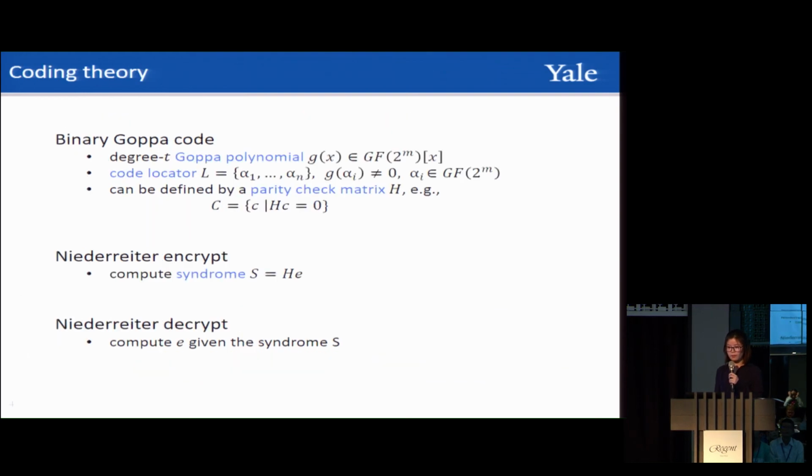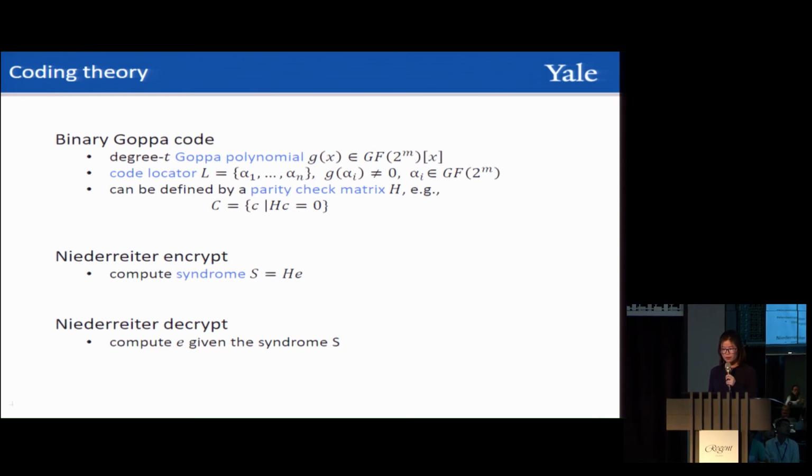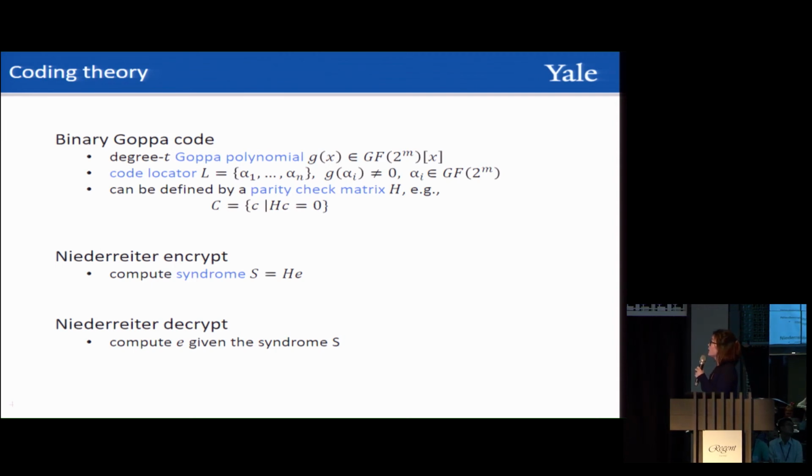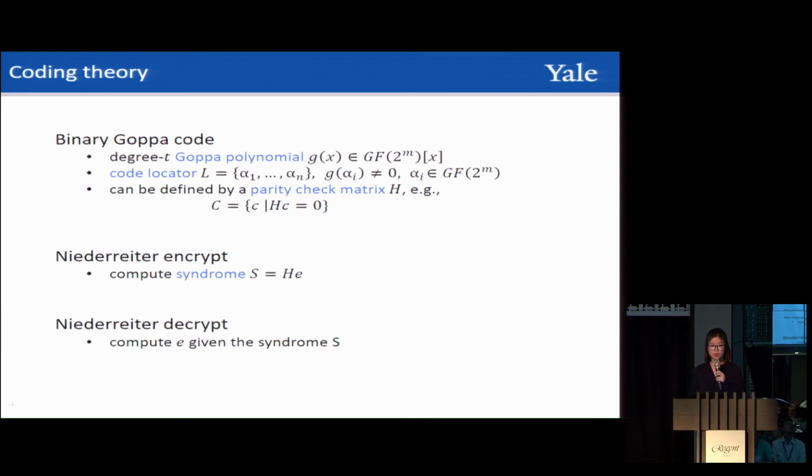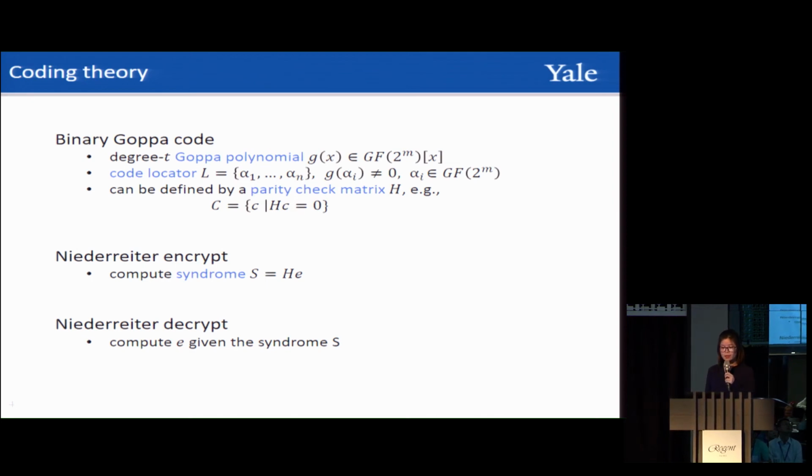Before talking about the actual algorithms that we used, I'd like to give some coding theory background. We have been talking about binary Goppa codes. So how do we actually define a binary Goppa code? We need two parts to determine the code. The first is a Goppa polynomial, which is of degree t. Then we need to pick the code locator, which contains n distinct elements. You need to make sure that the evaluation of the polynomial at all the elements within this code locator is non-zero.